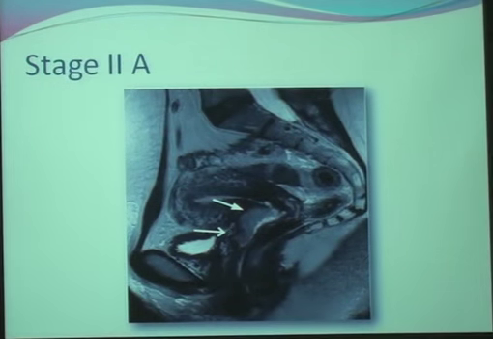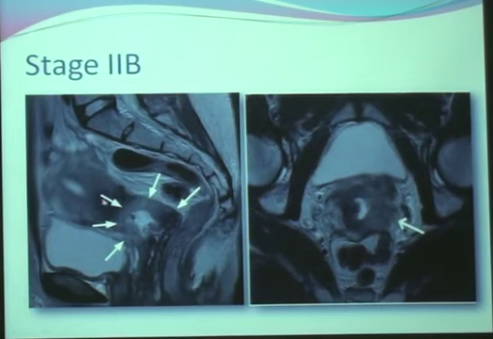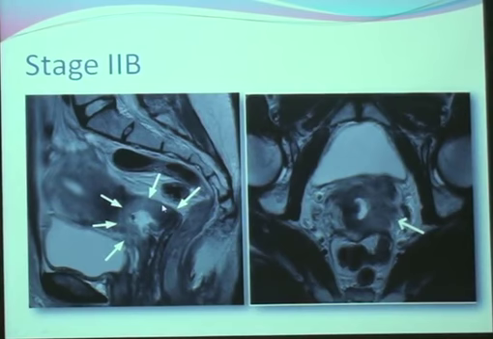We can see here, this is stage 2A, the lesion extending into the upper third of the vagina. The lesion is isolated to the cervix. Another example, stage 2B. This is a post-contrast fat suppression T1 image. We can see here the lesion appearing as isolated. We clearly see here that there is interruption of the low signal which represents the cervical stroma. This is with parametrial infiltration.